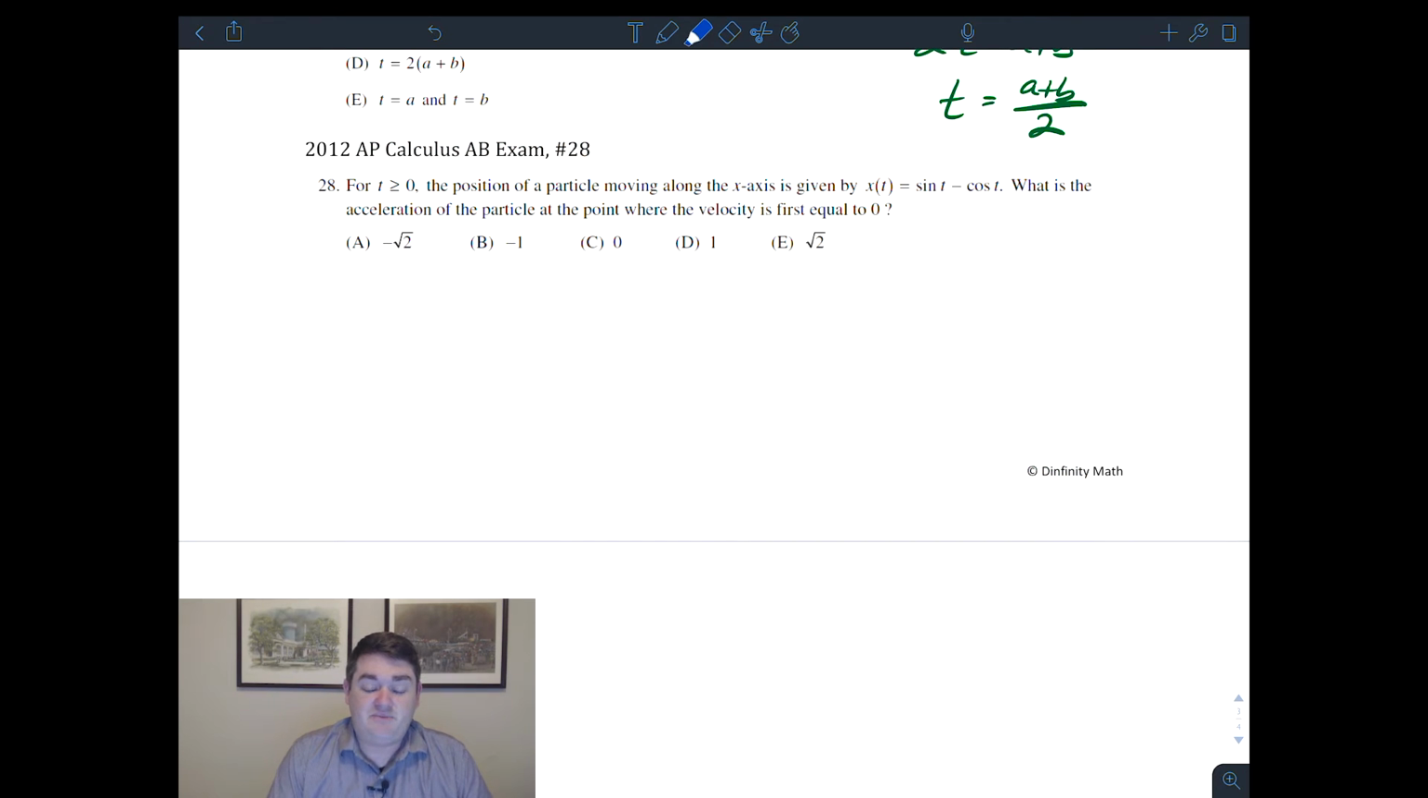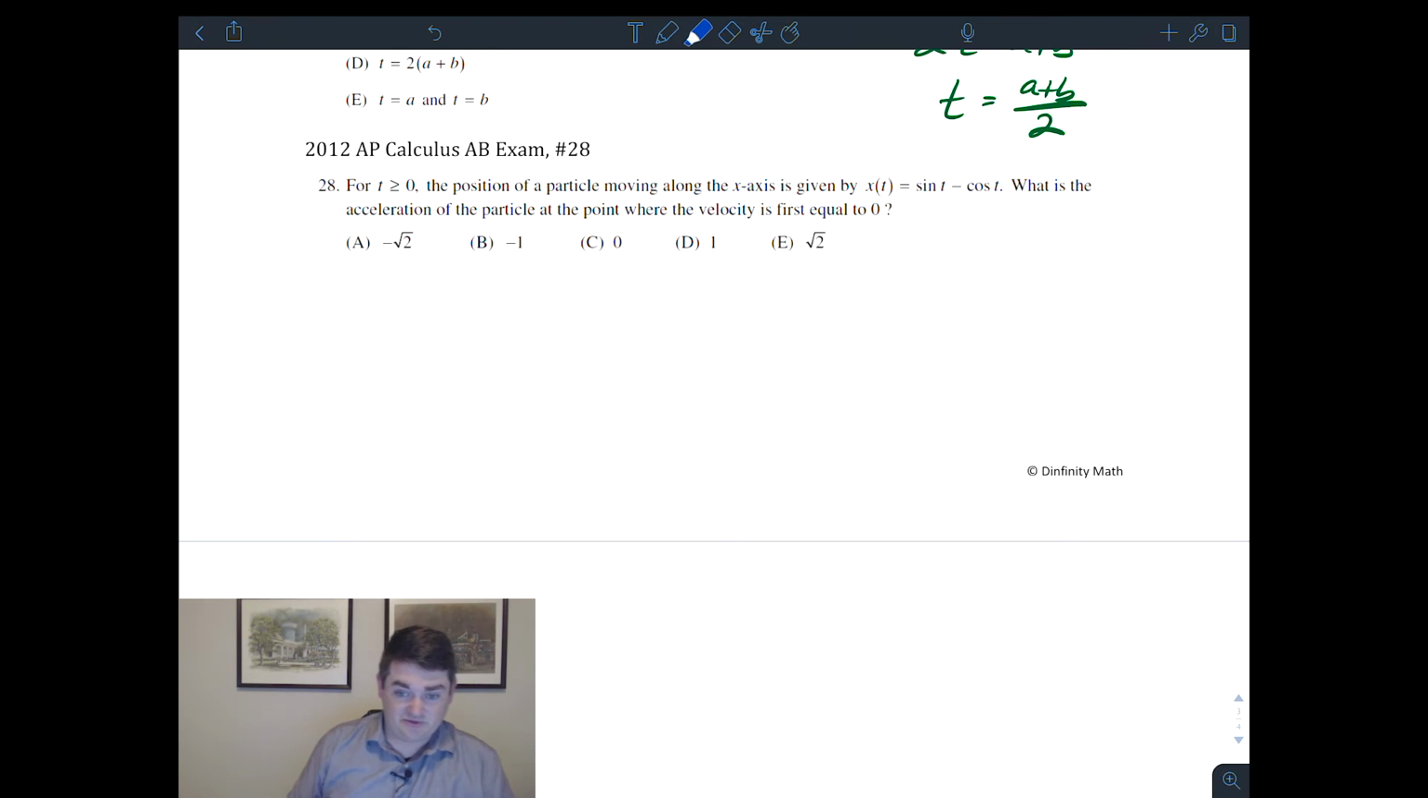And 2012 AB number 28, notice this is not a calculator problem. For t greater than 0, the position of a particle moving along the x-axis is given by x of t equals sine t minus cosine t. What is the acceleration of the particle at the point where its velocity is first equal to 0? So they gave me the position function. They want the acceleration function evaluated when the velocity function is equal to 0.